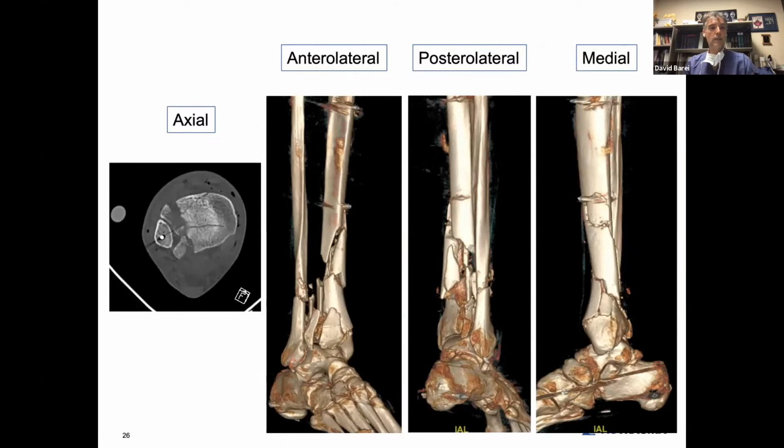And here's his injury. So not a bad plafond injury at all. A lot of the lateral part of his plafond has been injured, but a lot of his plafond is intact, so I'm grateful for that. And there you can see his 3D reconstructions. I thought they would give you the lay of the land a little better than any simple axial cuts.